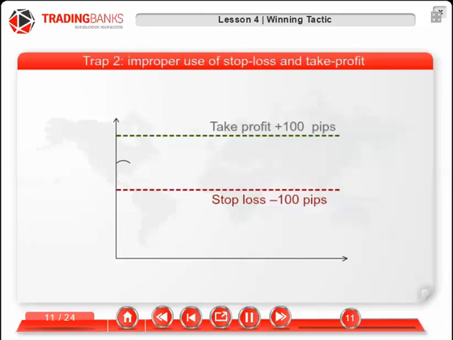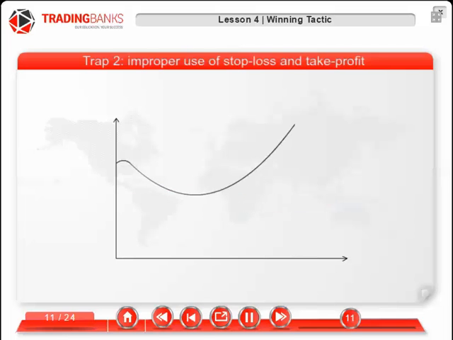Trap 2. Improper use of the stop loss and take profit. You've placed a stop loss order for 100 pips below the entry price and a take profit order at 100 pips above the entry price. The price drops by 100 pips. It arrives at the exchange rate for which you have set the stop loss order. The stop loss goes into action and the transaction is automatically closed. And as the transaction closes, the exchange rate goes back up by 200 pips.